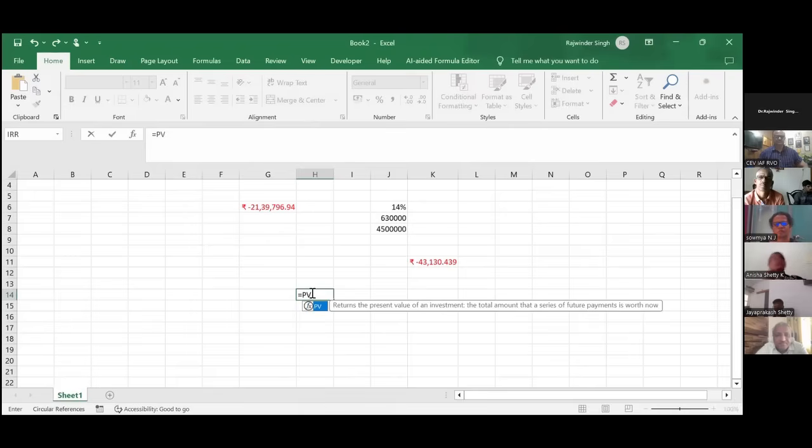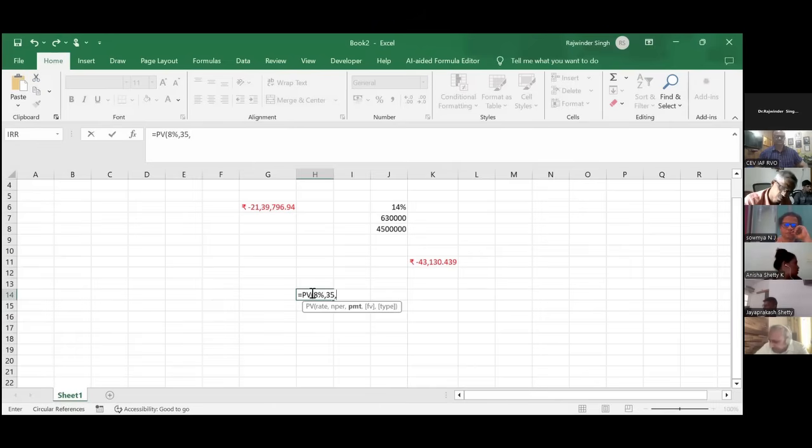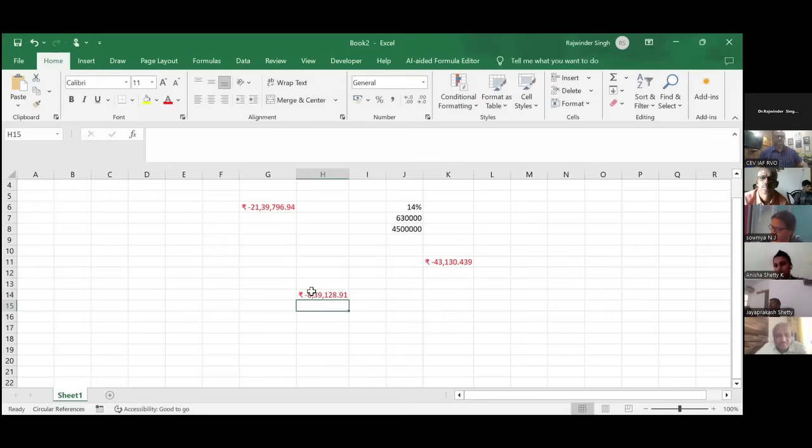Put PV, bracket start, rate of interest is 8%, number of years is 35. Now PMT, here it is PMT, which is payment every year. It is not future value. You have to differentiate between PMT and FV. So it is 72,000 and there is nothing in FV. Simply put a comma there and then 0 in the type, bracket close. You get this 8,39,120.